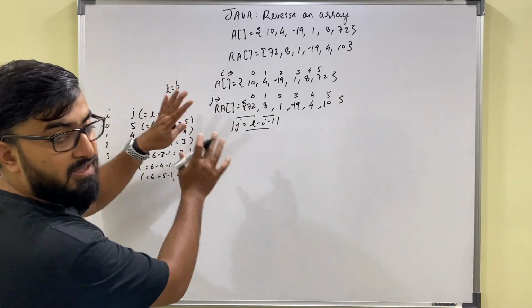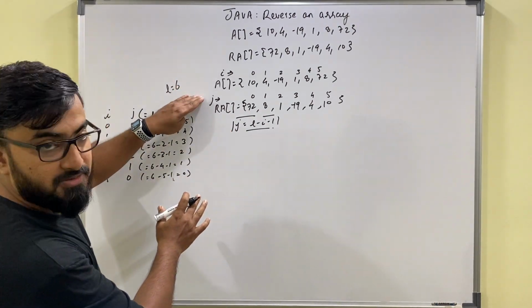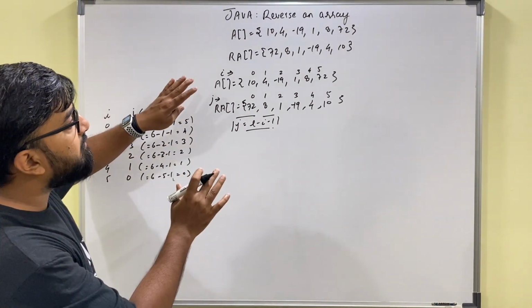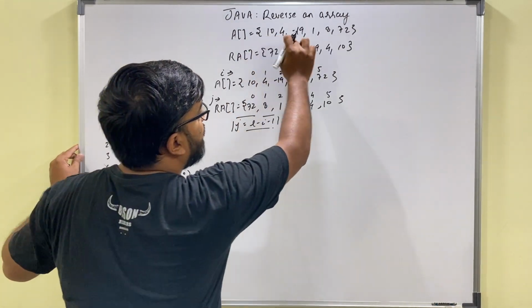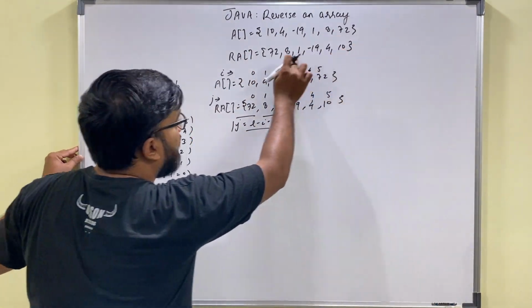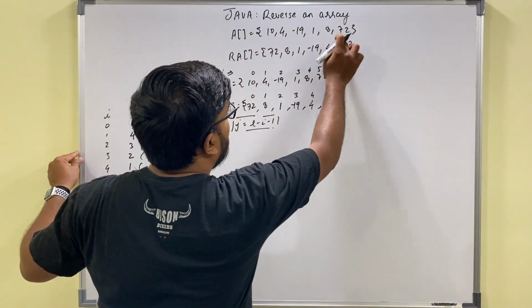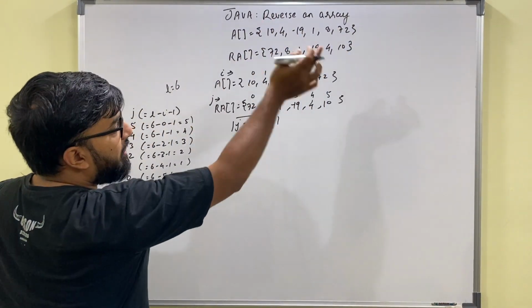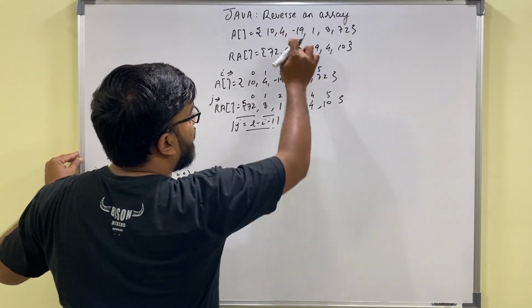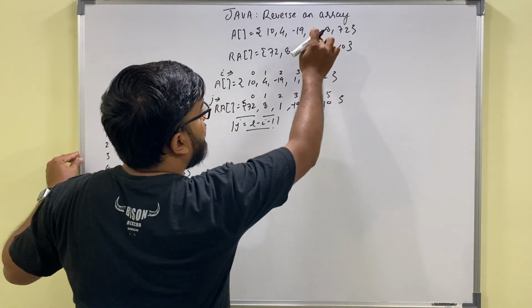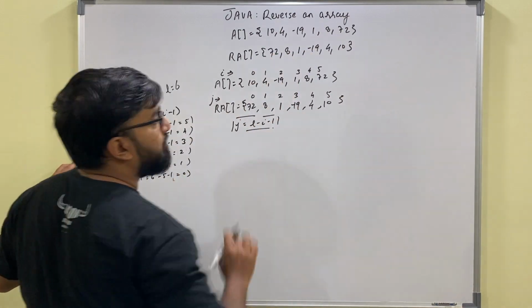So this is basically a written proof to relate i and j. In simple terms, you have to iterate this array from left to right and start filling values from right to left to find the reverse. So you start from left to right, you get 10, you start filling the array from right to left. So you fill 10 first, then you fill 4, then you fill -19, then you fill 1, then you fill 8, then you fill 72.